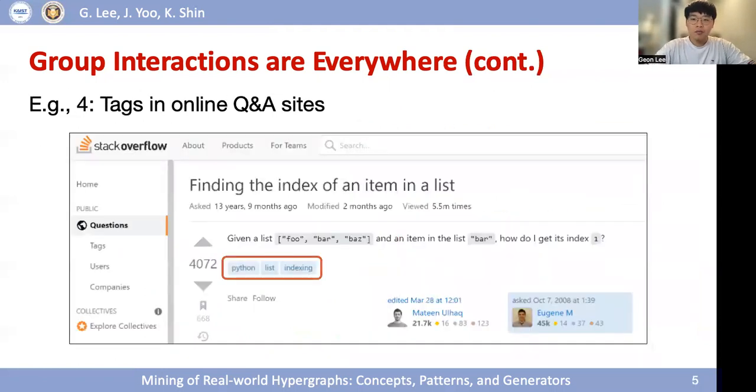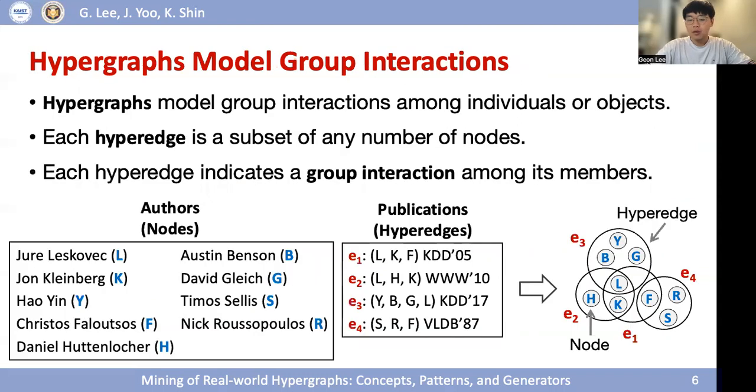And similarly, we can find sets of tags attached to questions in online Q&A sites like Stack Overflow. These tags are indirectly related to each other since they are attached to the same question. So we can think of such a set of tags as a group interaction. So we have just seen some examples of group interactions that arise in many areas in our lives. Such group interactions among individuals or objects can be modeled as a hypergraph.